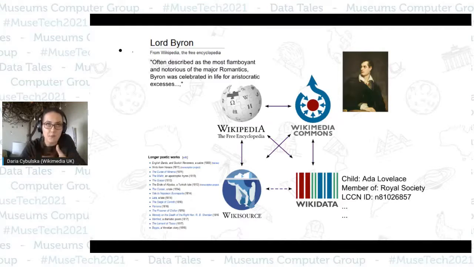It consists of millions of items, each representing a thing, a person, place, an artwork, a concept, and that information is presented in triplets. So you would have a thing, or a person like Lord Byron, its property, so for example, a member of, and then a value of it. So in this case, Royal Society.